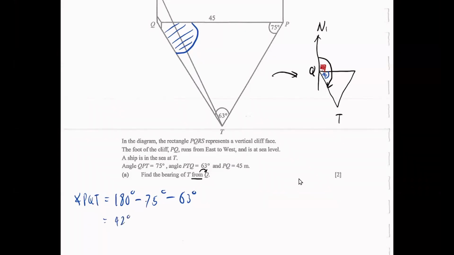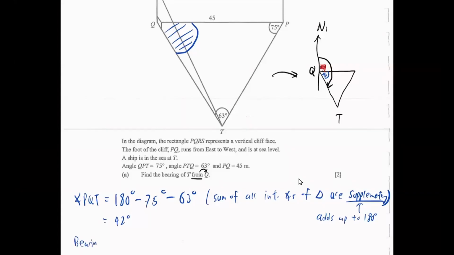If you want to give a reason, it will be sum of all interior angles of a triangle are supplementary. What's supplementary? It's just a technical word to say adds up to 180. Because it's shorter to write. Supplementary adds up to 180 degrees. If you want to save time, then you write the shorter one. So 42 degrees. Then after that, the bearing of T from Q will just be 90 degrees plus 42 degrees, 132 degrees.